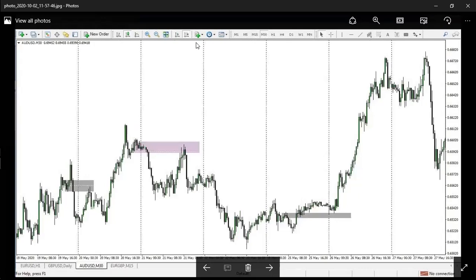This is another breaker, a textbook breaker. But what is the problem with this breaker? What is the problem? It's a breaker to the upside and probably a mitigation block to the downside. Okay.